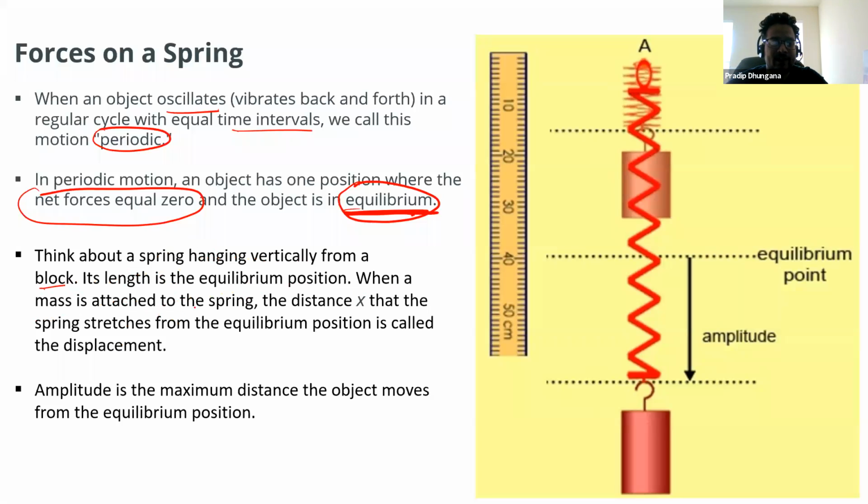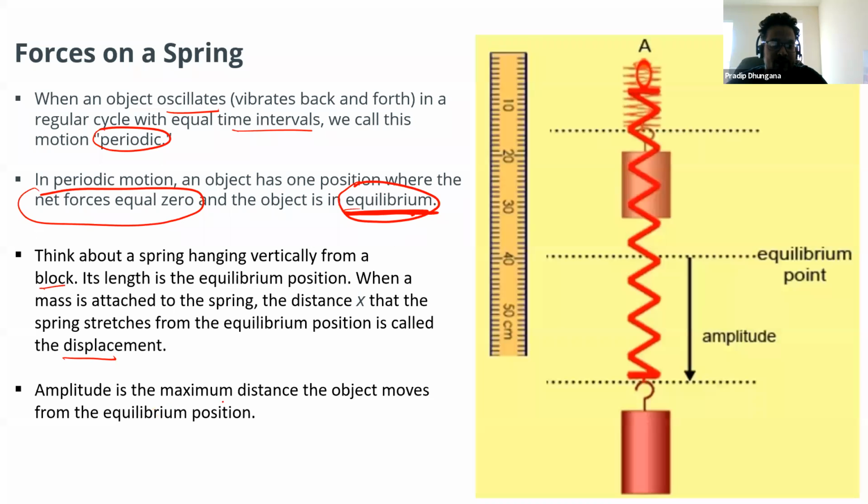When a mass is attached to the spring, the distance x that the spring stretches from the equilibrium position is called the displacement. So whenever we attach a certain mass to the spring, it elongates, and that elongation is called the displacement. And if the spring is moving back and forth, when it oscillates, that elongation or compression, both are the displacement of the spring.